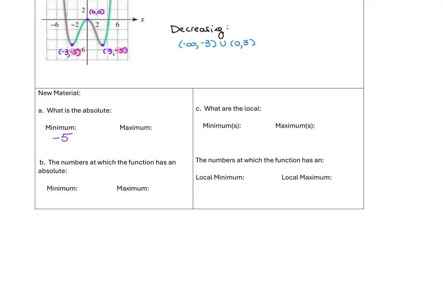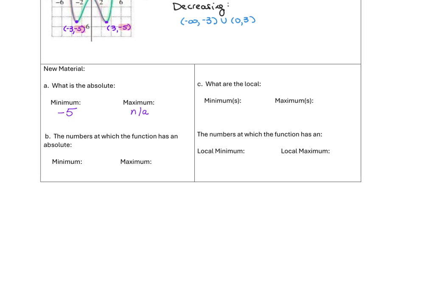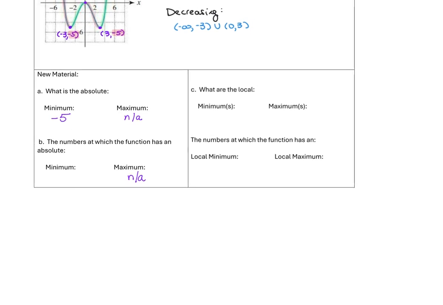Now remember, for polynomial functions, we can only have either an absolute minimum or an absolute maximum, or none of the above. And so this one, we do not have an absolute maximum. Our graph goes forever up on both sides, and so that's it. Since we don't have an absolute maximum, we don't have numbers at which an absolute maximum occurs. And so we can mark that as not applicable as well.